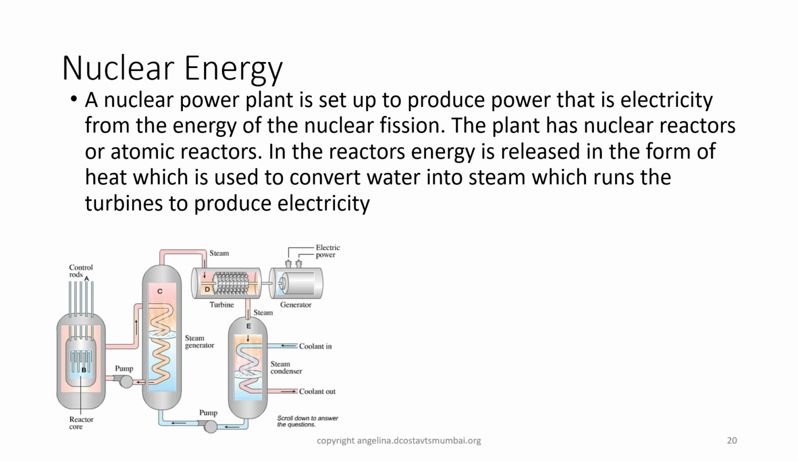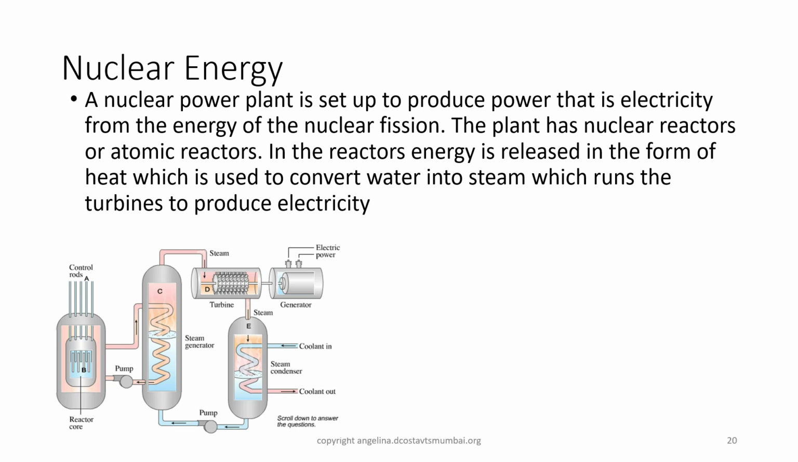So I repeat, to produce power, which is electricity, we take the energy of the nuclear fission. The plant has nuclear reactors. In the reactor, energy is released in the form of heat. That heat is used to convert water into steam. That steam runs the turbines and the turbines in turn produce electricity.